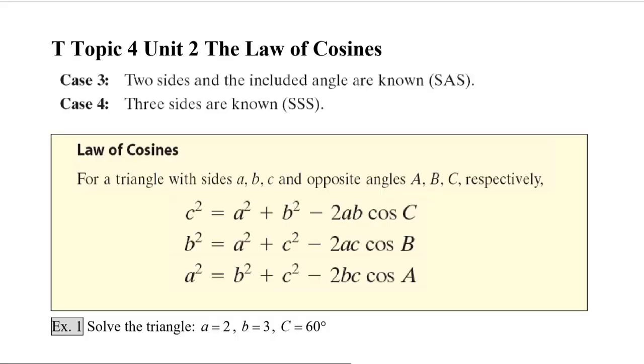Welcome to Topic 4, Unit 2, the Law of Cosines. Now it's time to practice solving triangles when two sides and the included angle are known, SAS, or when three sides are known, SSS. We have already derived the law of cosines, and so the three formulas for the law of cosines are shown below, and let's do a couple of examples to see how it works.